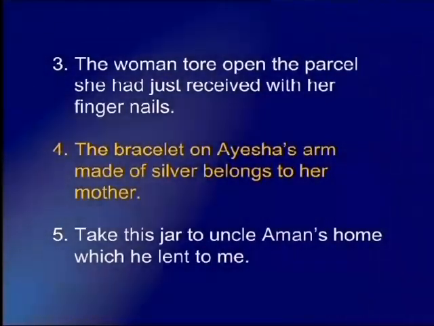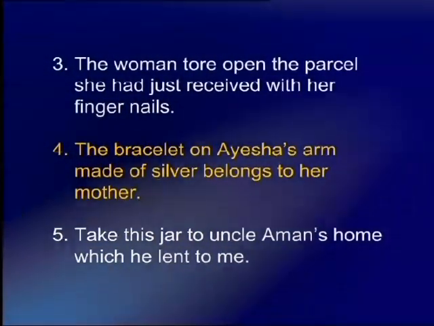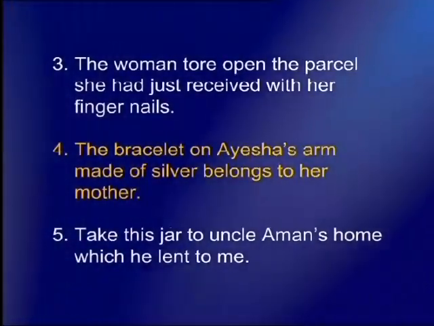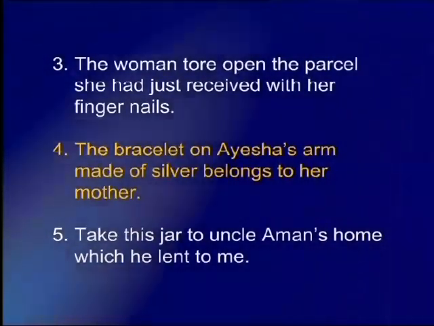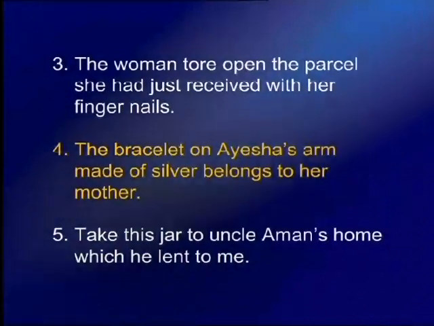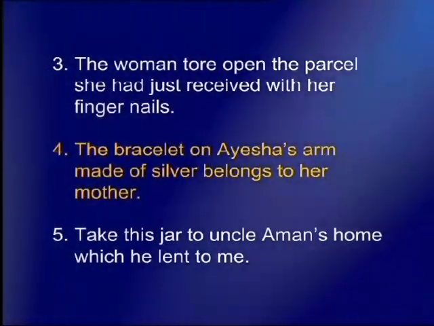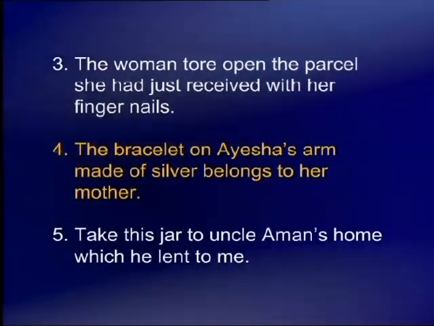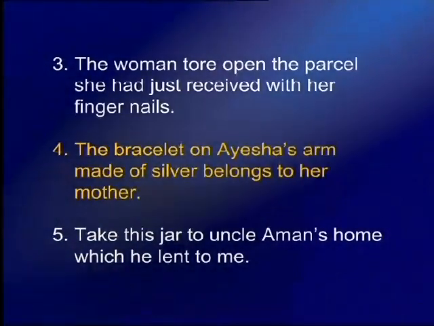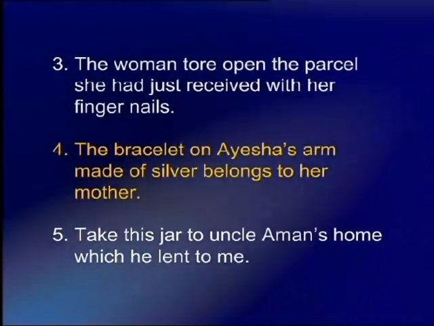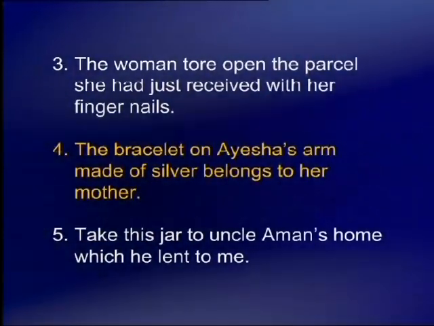Number 4, the bracelet on Aisha's arm made of silver belongs to her mother. It means the sentence conveys the idea that it is Aisha's arm that is made of silver. That it is actually the bracelet that is made of silver. The bracelet made of silver on Aisha's arm belongs to her mother. And number 5, take this jar to Uncle Aman's home, which he lent to me. Take this jar which Uncle Aman lent to me to his home, to his house.